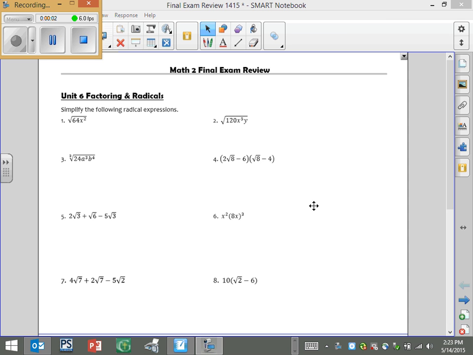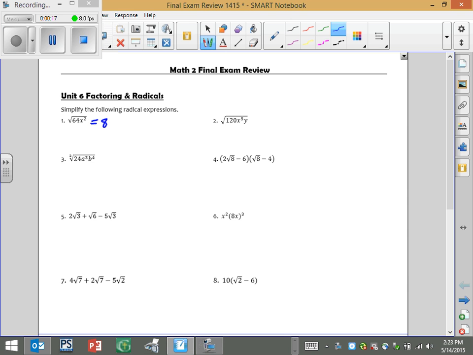So this video will look through the Unit 6 material. So we did factoring and we dealt with radicals. So actually it starts with the radicals. Remember, a lot of times you're just looking for things like perfect squares when there's a square root. So we know that the square root of 64 is 8, and then the square root of x squared is x. So we can just do 8x.